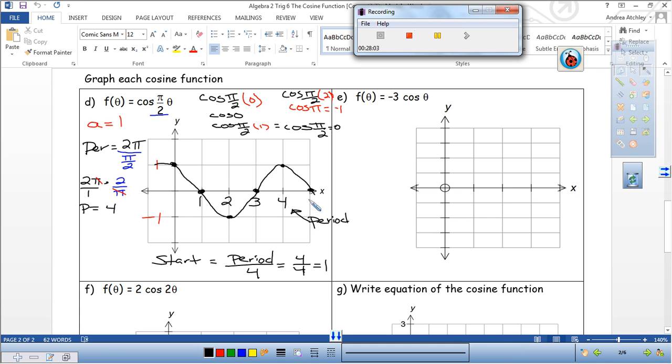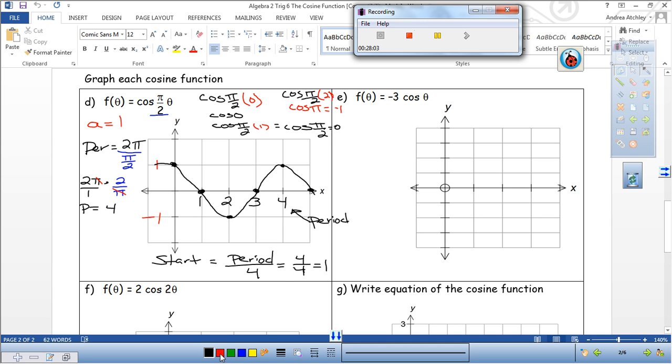Oh, it doesn't say 2 pi. 55.25. It's 216.5. Any questions? We're good? Okay, next one.